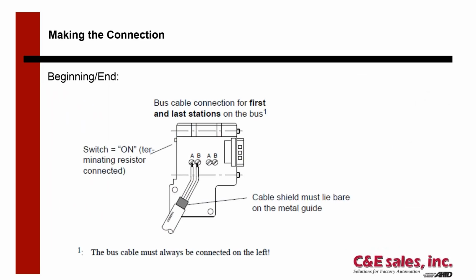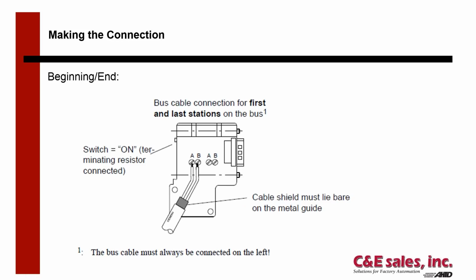All right, as far as making the connection goes, this is an example of what the connection needs to look like at the beginning and at the end of your copper networks. First off, you'll notice the termination resistor is set to on. Whenever you see only one cable plugged into this device, you need that termination resistor on. And also I want to point out that the cable shield must be exposed and lie on the metal guide that's in this connector. We want the shield connected at both ends.